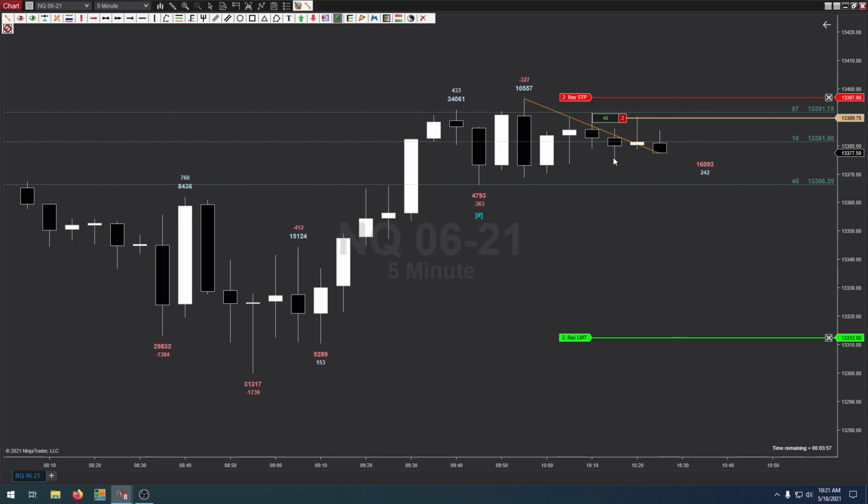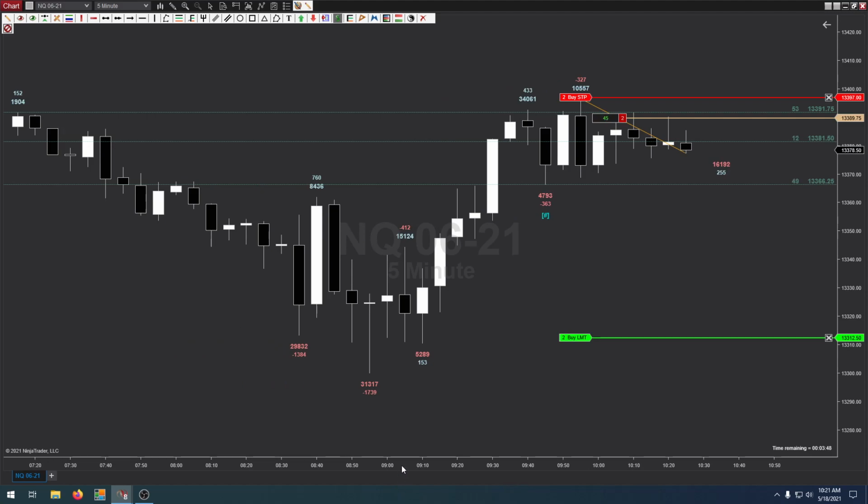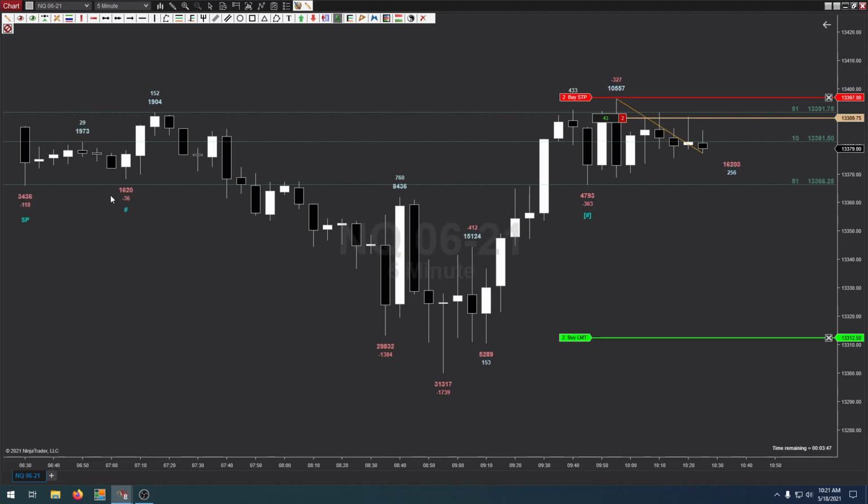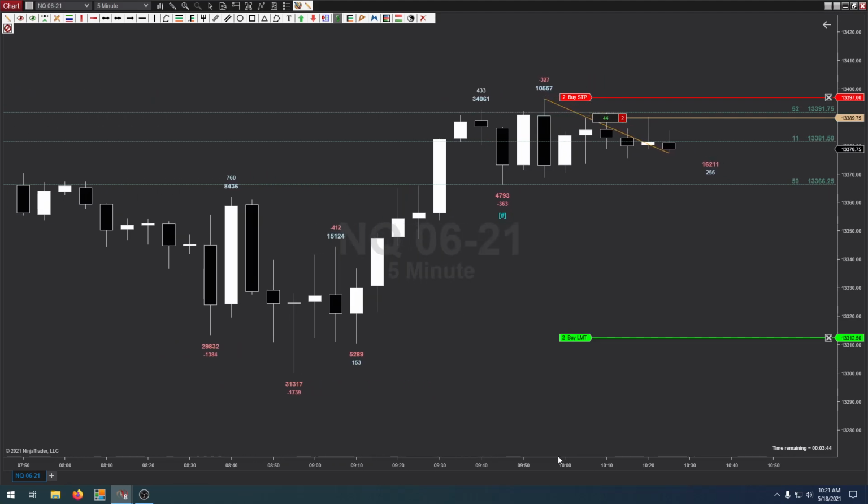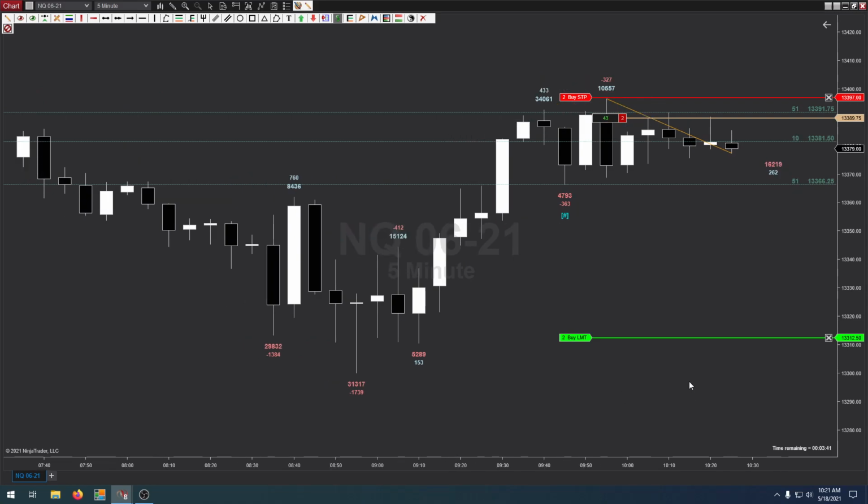So we have to take out this low here to confirm a swing low. This low here is trying to hold as resistance. And once again, it's right there. This is going to be a lot longer trade than I thought it would be.